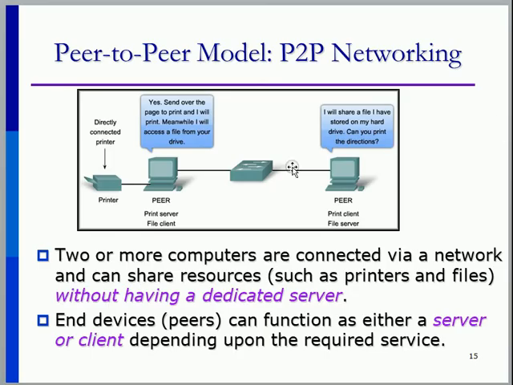Peer-to-peer model, P2P networking, one peer to another. You can see it's strictly limited from one peer to another, with two or more computers connected via a network that can share resources. For example, a printer is a good example. It doesn't have any server. Do you use a printer from a server? No, we don't. End devices can function as either a server or a client depending upon the required service. So the one who is receiving this could be a client. Okay, we'll describe P2P now.